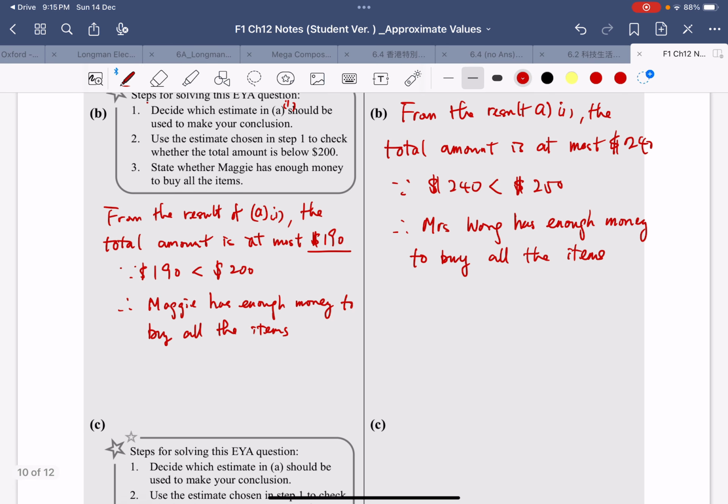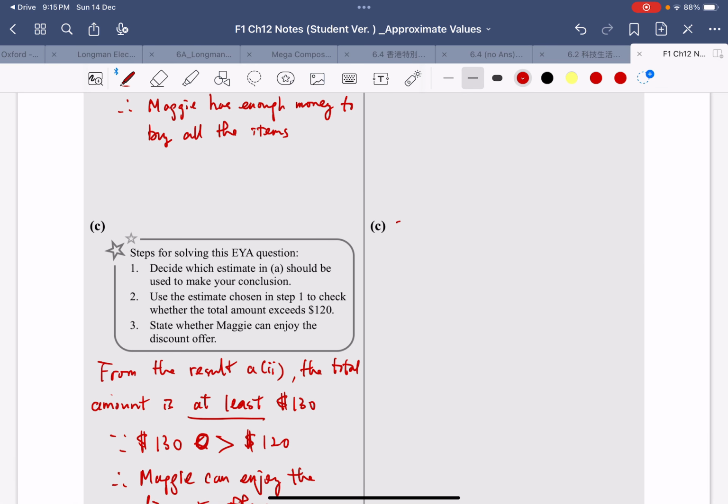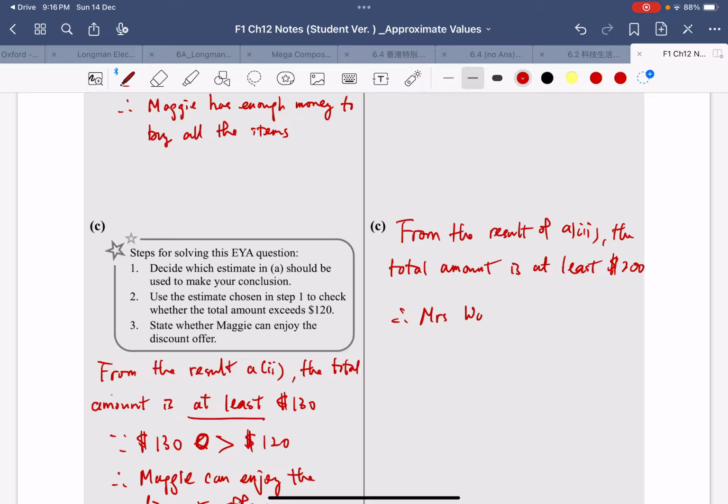Very similar to the question on the left, and then very similar from the result of A2, the total amount is at least $200. Therefore, Mrs. Wong's claim is agreed.